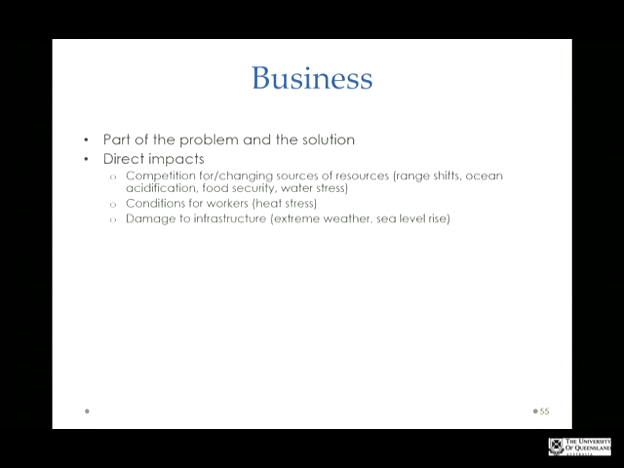So this actually looks mainly at what's affecting businesses. So they have direct impacts, so they have different competition for resources, and that may change. So you might have a mine in a place, and then you find that you start getting sea level rise, and it starts flooding, you've got to start pumping it out, and so on. So you might be getting food resources from somewhere, and that suddenly changes.